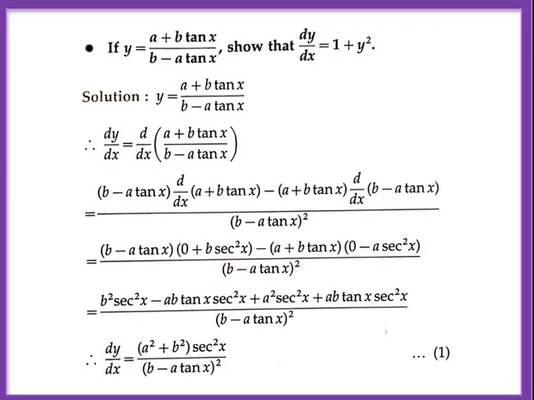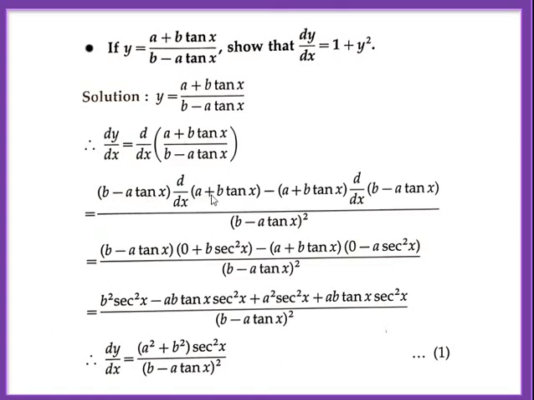Okay. This is somewhat lengthy sum. y equal to (a plus b tan x) upon (b minus a tan x). Show that dy/dx equal to 1 plus y square. Actually, no brain work here. You have to go on differentiating. What is dy/dx? You have to use quotient rule.